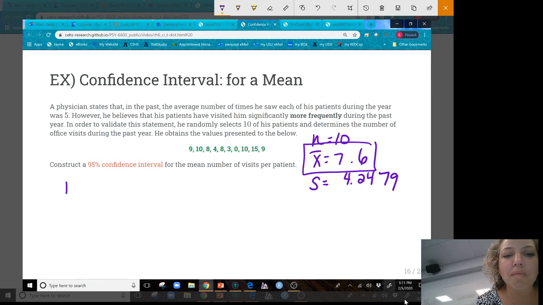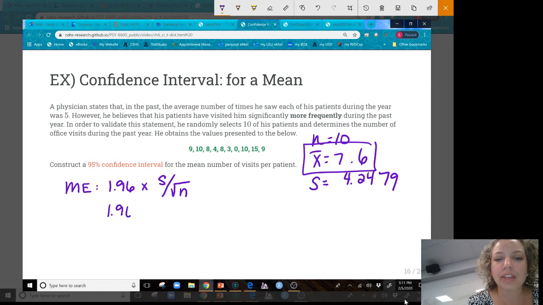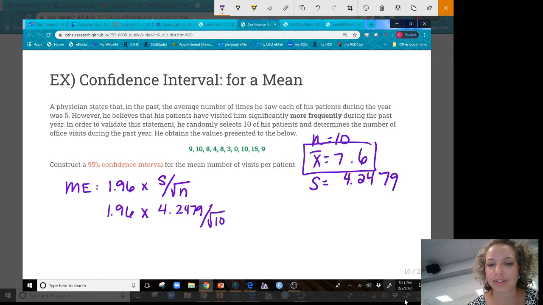And now to do our margin of error, we're going to do 1.96 times the standard error, which is going to be S divided by square root of n. So 1.96 times 4.2479 divided by square root of 10. And that's going to give us our margin of error.